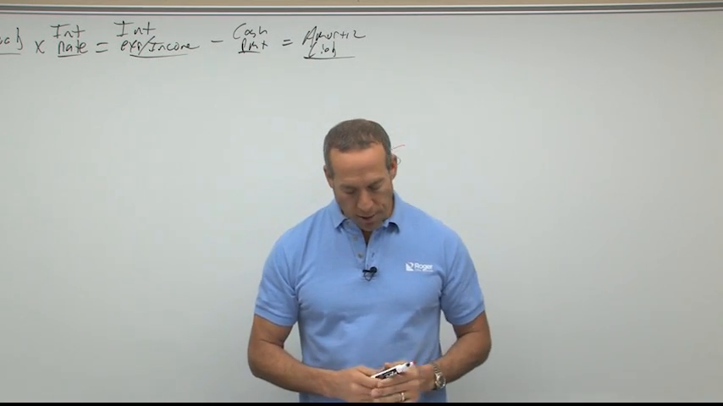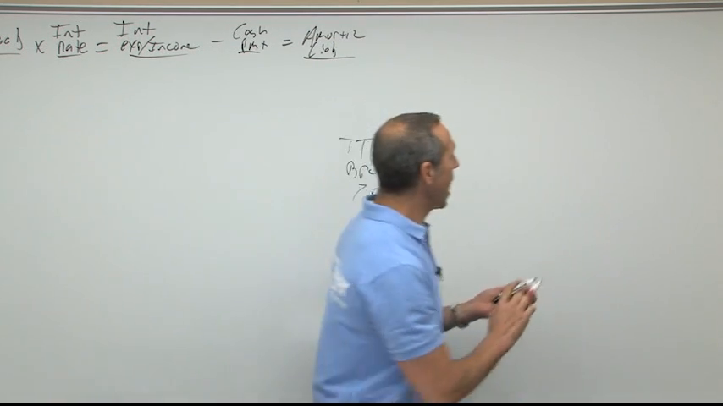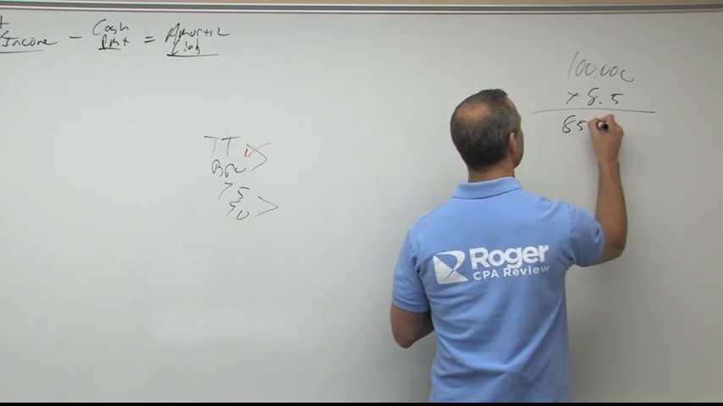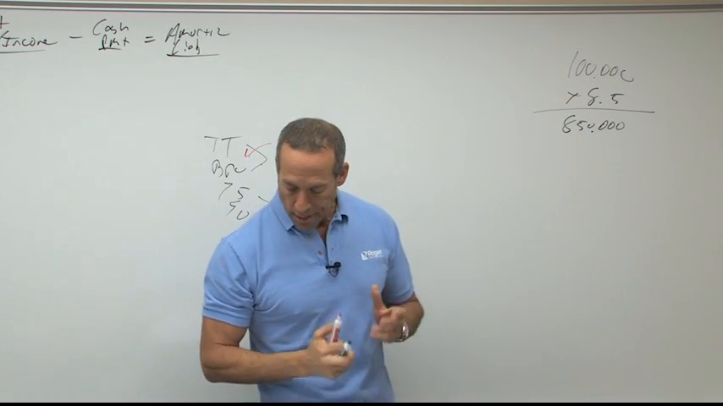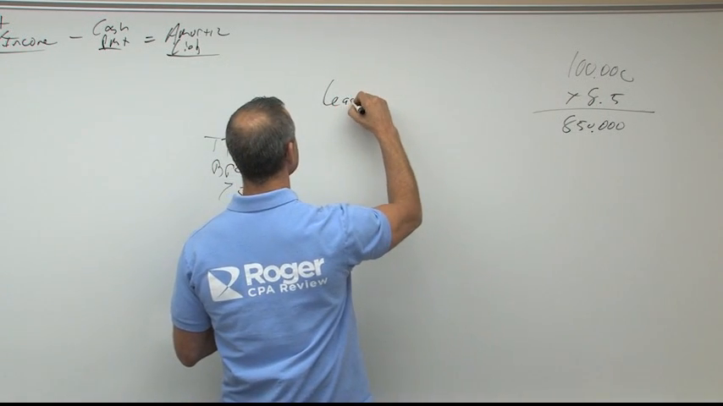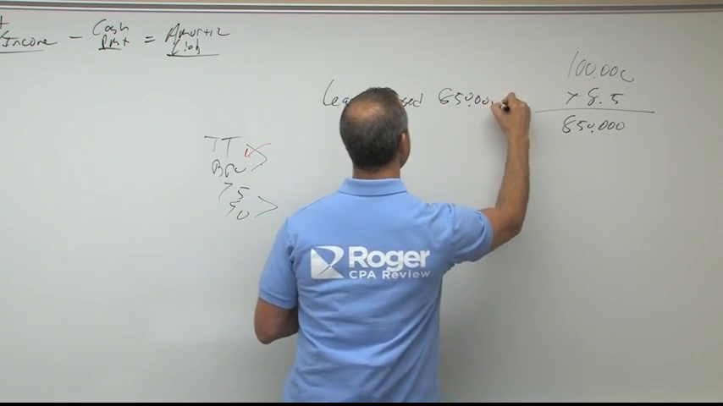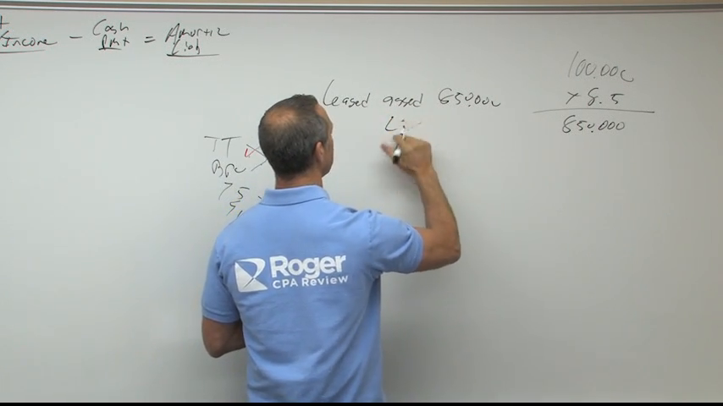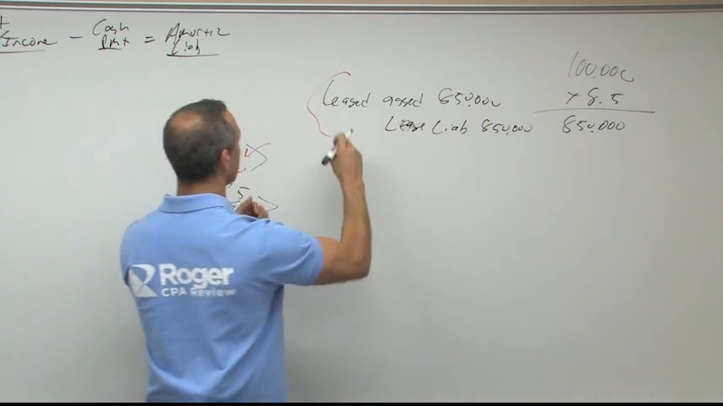All right, so when we look at this, first of all, we've got $100,000 a year. The present value factor is 8.5. So $100,000 a year times 8.5 is $850,000, the present value of the minimum lease payments, not to exceed fair market value. So on day one, what do we have? We're going to lease the asset. We have leased asset 850, and let's say obligation under capital lease, or I'll just say lease liability, 850. Okay, so that's our first journal entry.